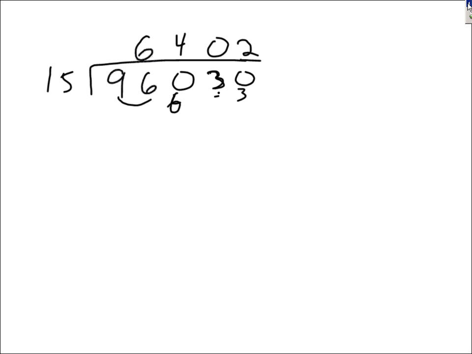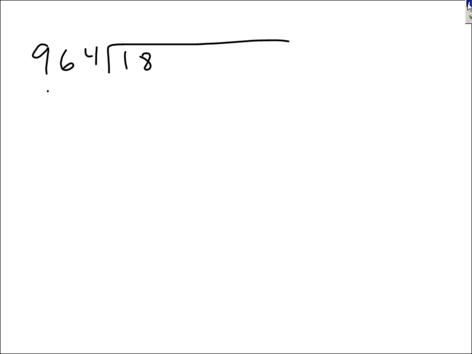You can always use short division. Always. Sometimes it's a disaster though. Sometimes the numbers are just too big. For example, if you were to do 964 into, we'll do long division first.